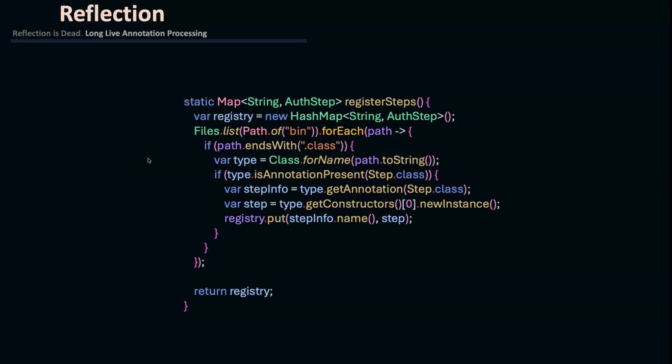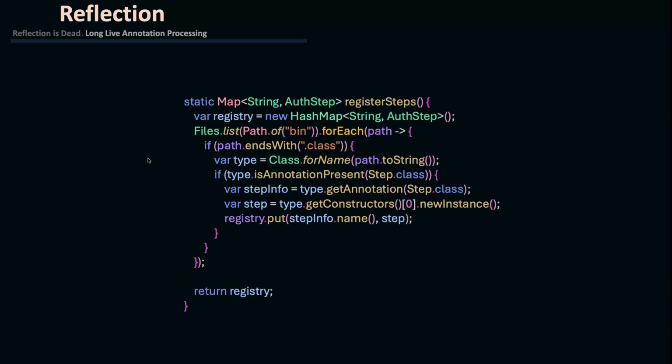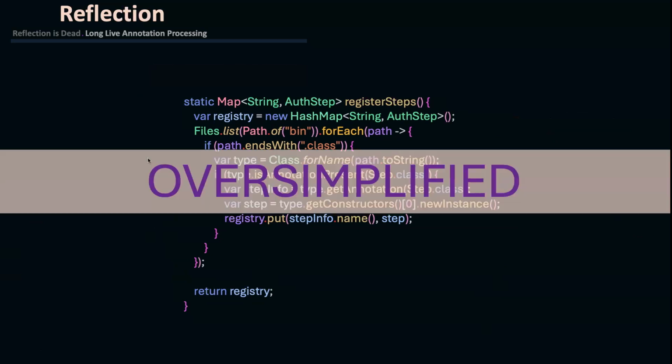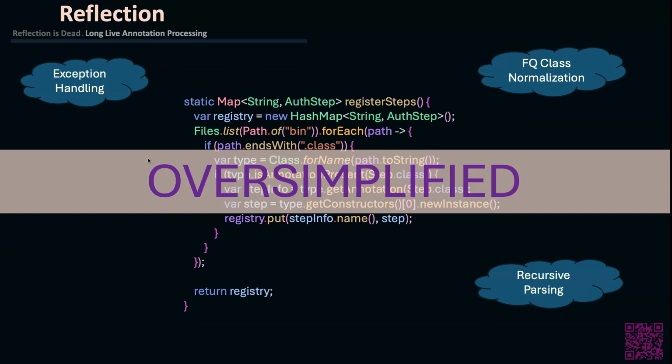Then get annotation is reflection, and get constructors is reflection. So everything here uses the reflection API to create one hash map called registry that has as a key the name of the step, for instance, the allow-self-signed, and on the right side, the actual object of this step. So we can use it later in our code base. And this example is very oversimplified. It doesn't work with exception handling, any fully qualified class normalization, or the recursive parsing, and the constructor instantiation is also something that is not addressed very well because maybe we can have constructors with different arguments, and it's also not covered here. So if we need to cover this, the code base will grow enormously.